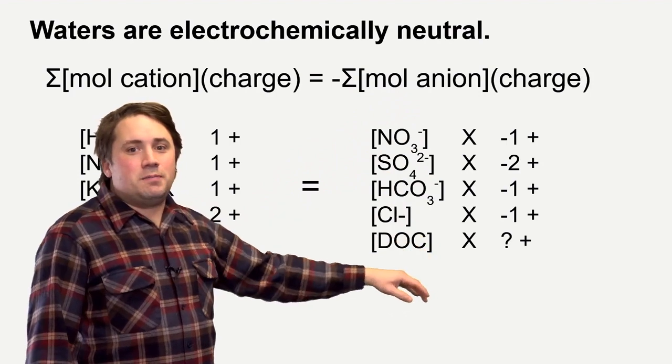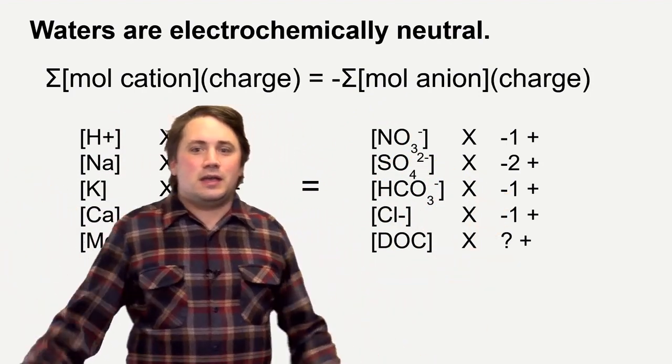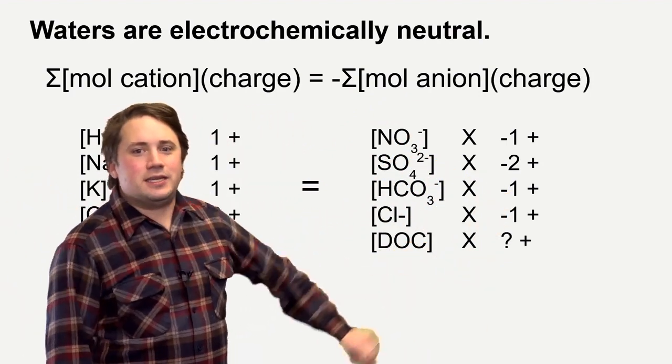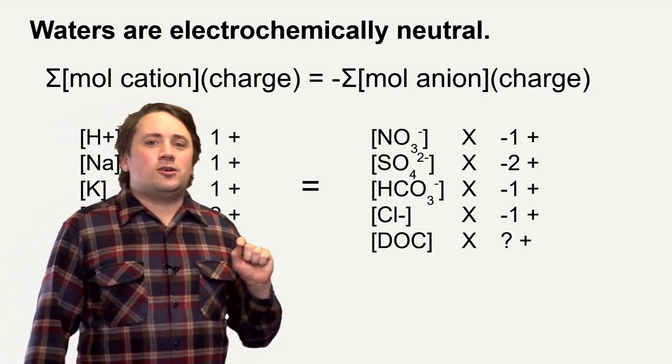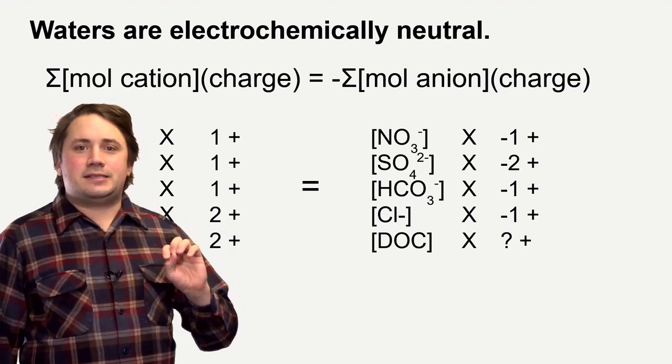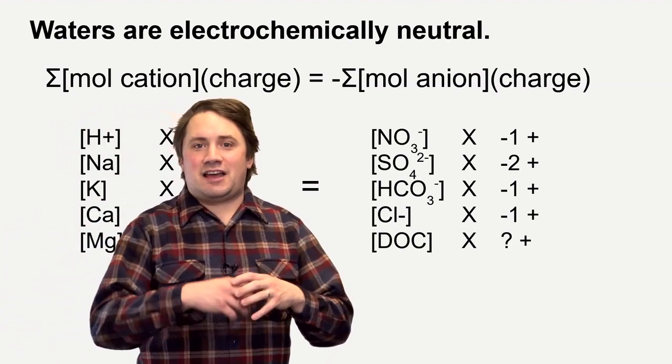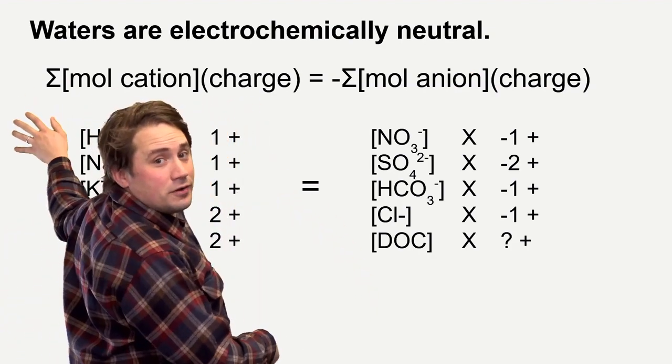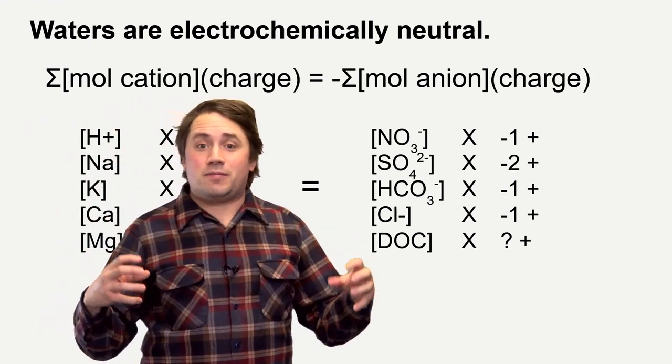If you sum all these up, these two should equal each other. Now I've also put down here DOC. What is DOC? DOC is dissolved organic carbon. This is stuff that comes from plants. These are organic acids that have their protons, which are accounted for over here with these pluses, dissociated from them.